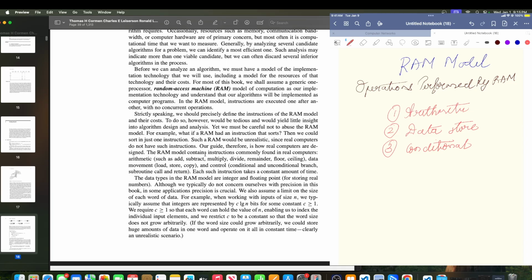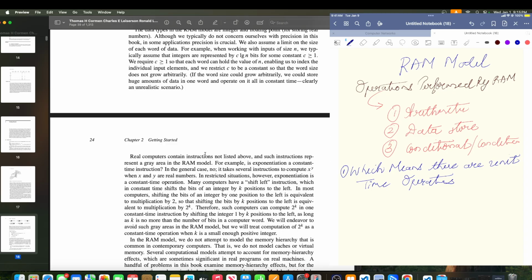And conditional and control slash condition. Now these operations can be performed by RAM, which means all of these will take 1 unit of time. Which means these are unit time operations. They only take 1 unit to be executed by the RAM.